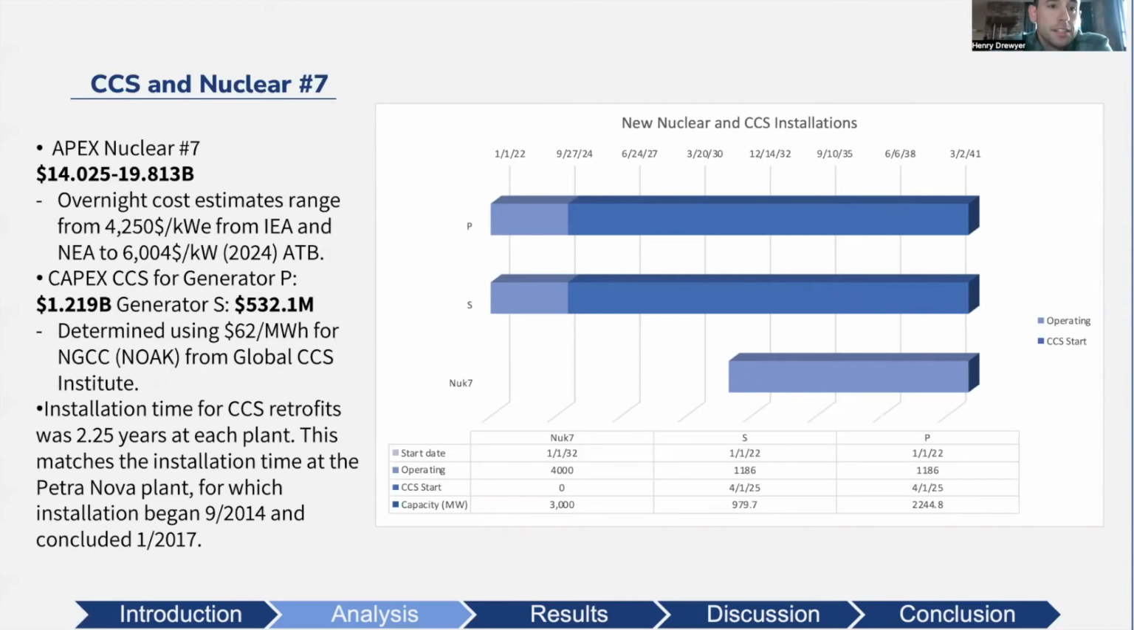Yeah, so for CCS and nuclear, here are some estimates for the new nuclear and CCS installations. You can see the CapEx for CCS for generator P is 1.21 billion, and for generator S a little over $500 million. You can look at some of the assumptions made to form those calculations. Moving on to the next slide.